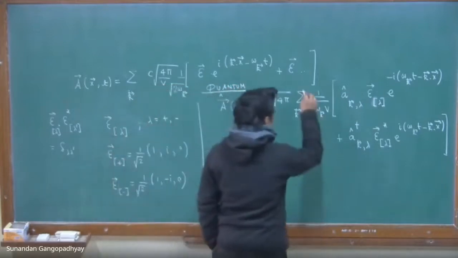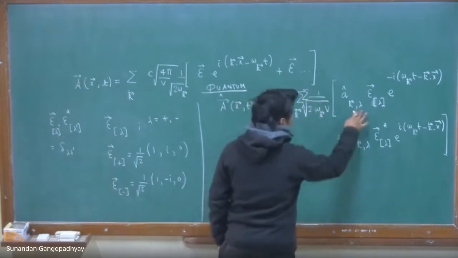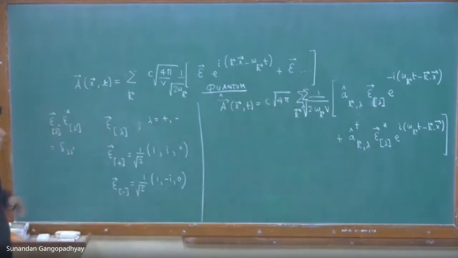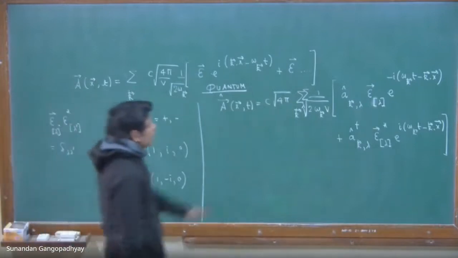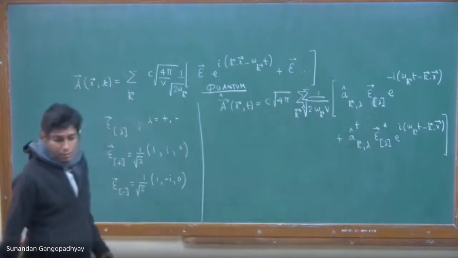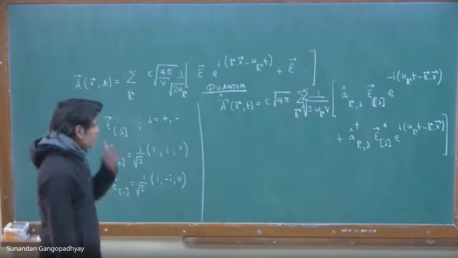You are correct. There will be a sum over lambda which I missed because there are two independent states of polarization. There is a summation over lambda. So the summation over lambda takes care of the two independent polarizations. You have to sum over the two possibilities that you can have for the electromagnetic field.